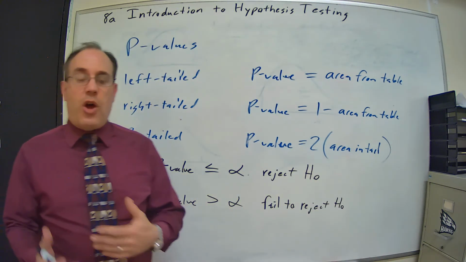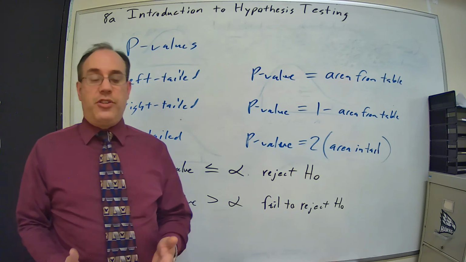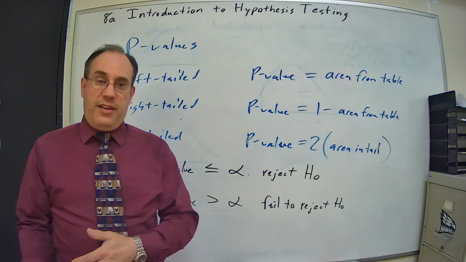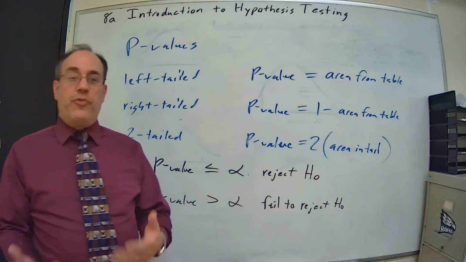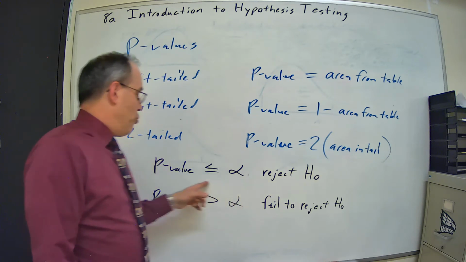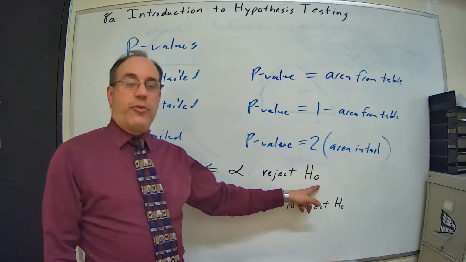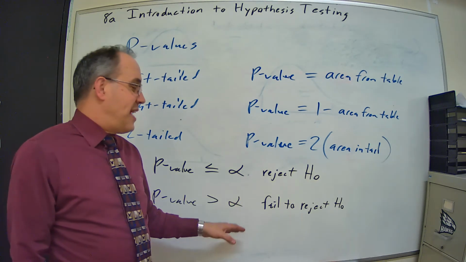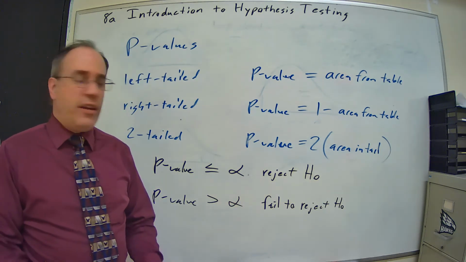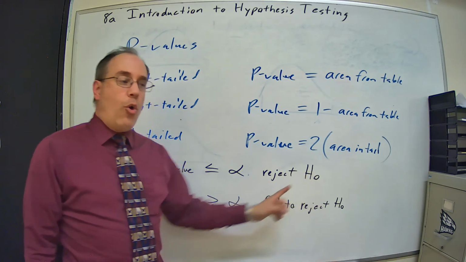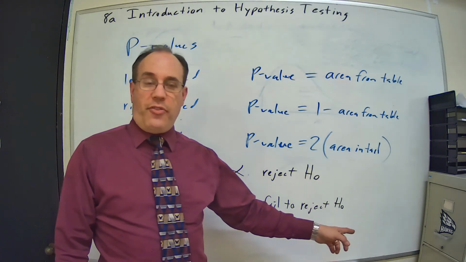Remember back to that it's always easier to reject some general statement than to prove a general statement true? Well, that's what we're looking at here. We can say it's rare enough that we can reject the null hypothesis. But we can't say that it's likely enough that we can accept it. We either reject a null hypothesis or we fail to reject the null hypothesis.